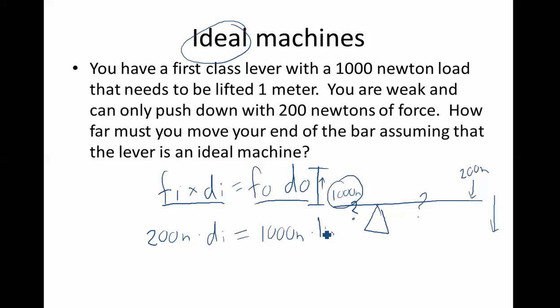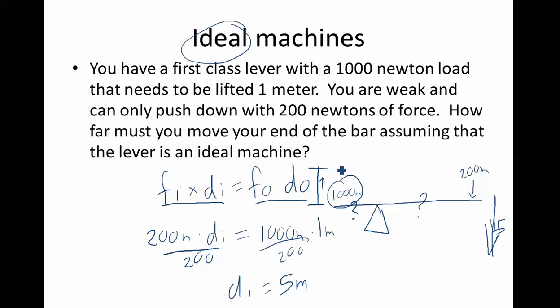Now, of course, 1,000 times 1 is going to be 1,000. We have 200 times d sub i equals 1,000. We would divide this side by 200, divide that side by 200. You end up with distance input is, let's see here, 1,000 divided by 200 would be 5 meters. So you would end up pulling your bar 5 meters down just to get this side to go up 1 meter.